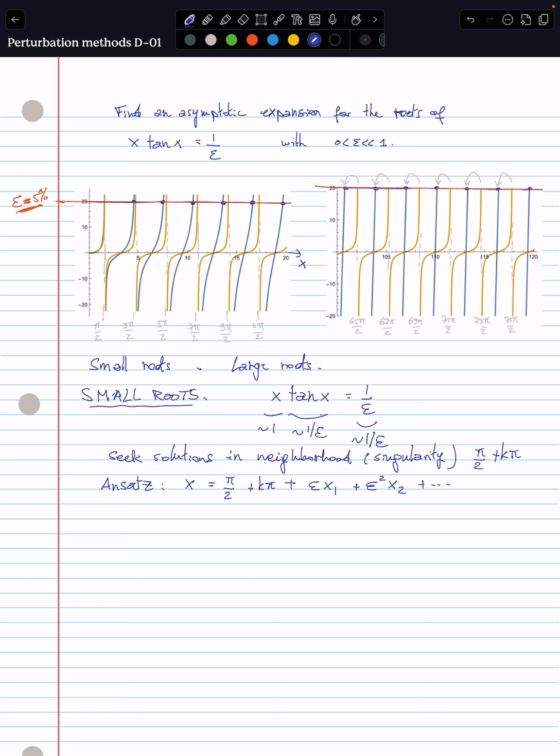All right, so the governing equation is epsilon multiplied by pi over 2 plus k pi plus epsilon x1, epsilon squared x2, and so on, multiplied by the tangent of x, and this is equal to 1.